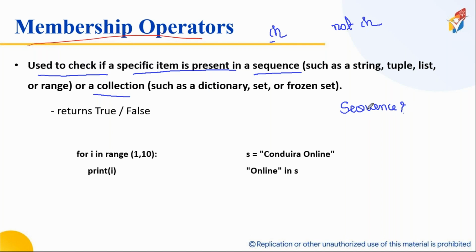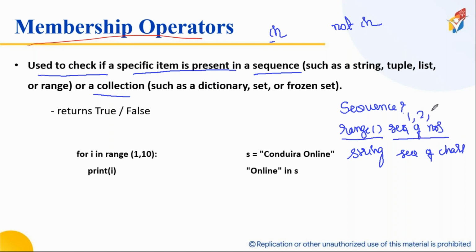What are sequences? In Python, there are four sequences. One is the range function, which will be the next class topic. It generates a sequence of numbers like 1, 2, 3, 4, 5, and so on. Then the string object, a sequence of characters, meaning a group of characters.